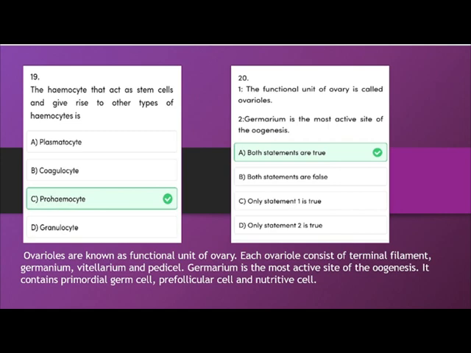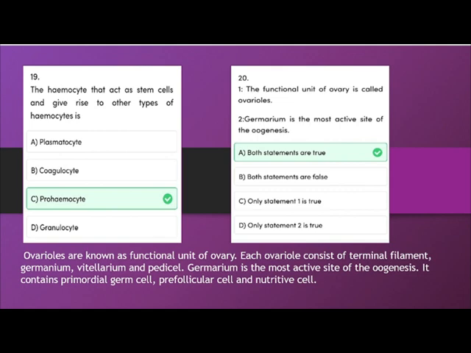Now come to the 19th question. The hemocyte that acts as a stem cell and gives rise to the other types of hemocytes is prohemocyte. 20th question. It has two statements. Statement 1: the functional unit of ovary is called ovarioles. Statement 2: germarium is the most active site of oogenesis. The answer is both statements are true.